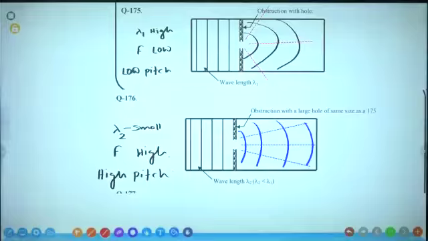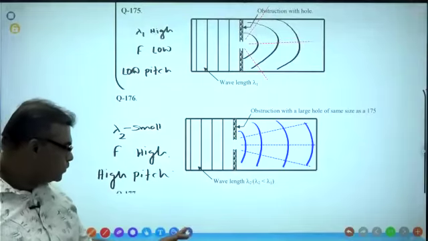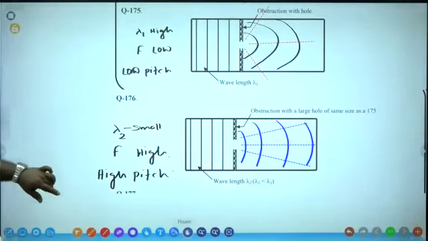Okay. After copying this one, let's start next. That's enough, right? Okay.